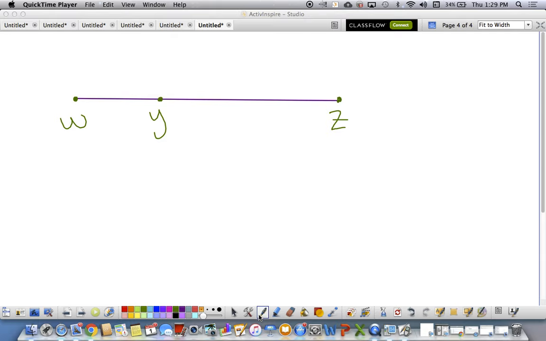So Y is between W and Z. Can somebody name a segment that's up here? Thumbs up. You can name a segment. John, give me a segment.